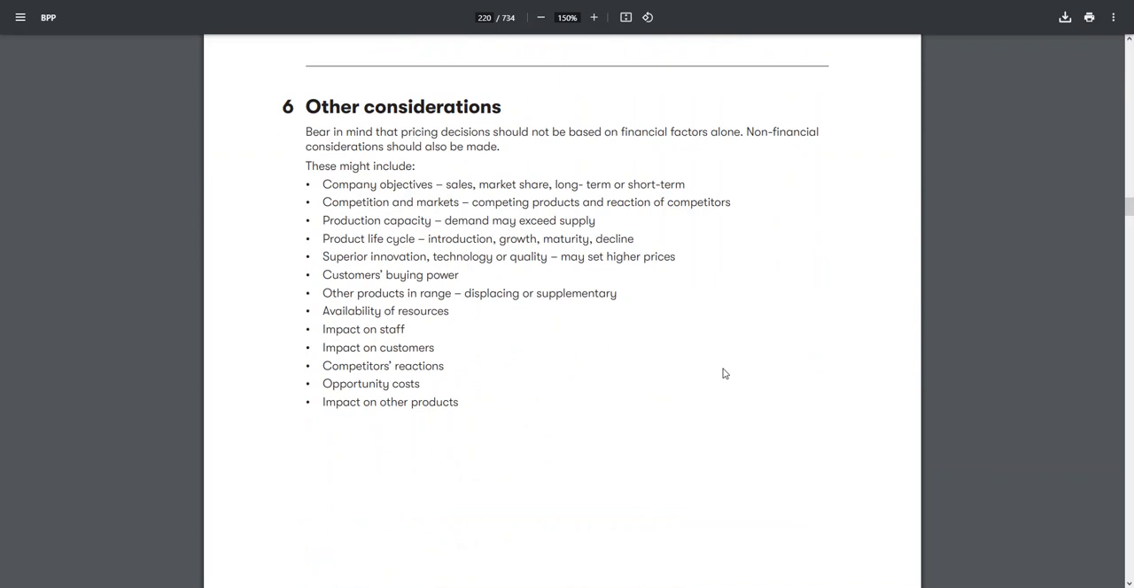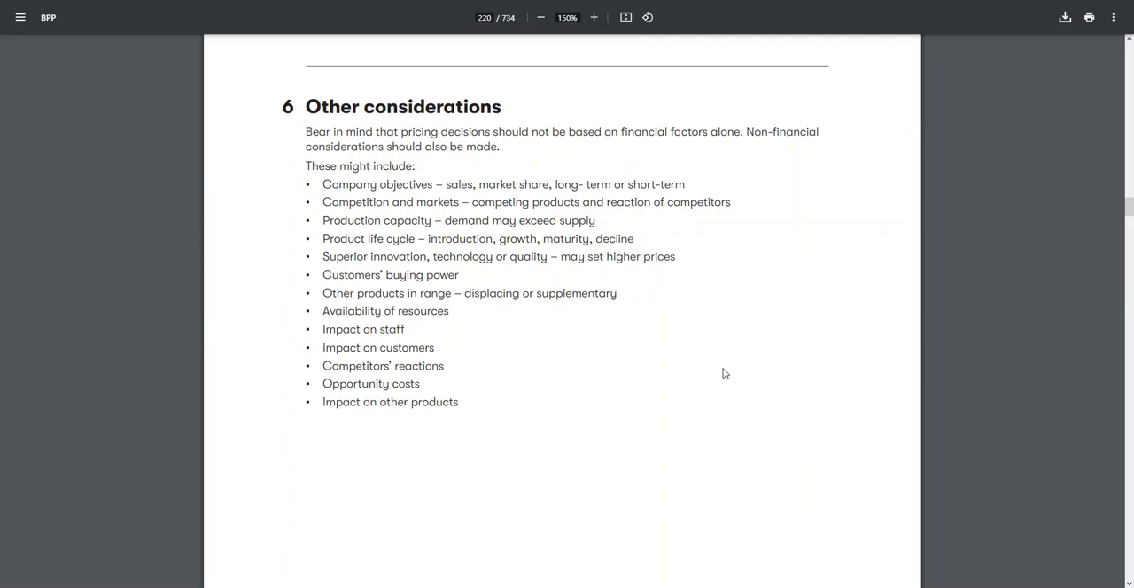Okay, other considerations. We are not just looking at the profit or the financial factors when we are deciding price. We have to look at the non-financial factors as well, like what are the objectives of the company, the long-term objective, the short-term objective. Like, for example, in market skimming, if you sell the product at a higher price, people now will buy it, but later on, when other competitors are coming and they charge a lower price, then the reputation of the company could be negatively affected. So if your intention is long-term, then market skimming would not be a good idea.